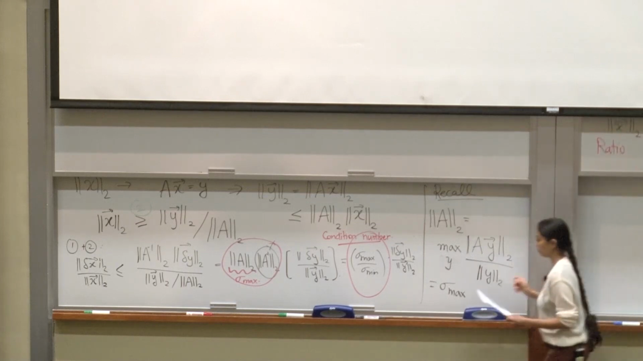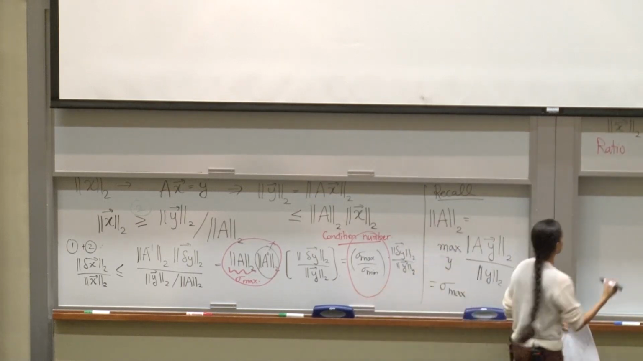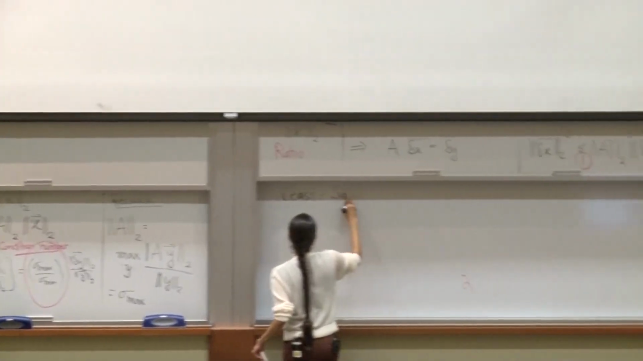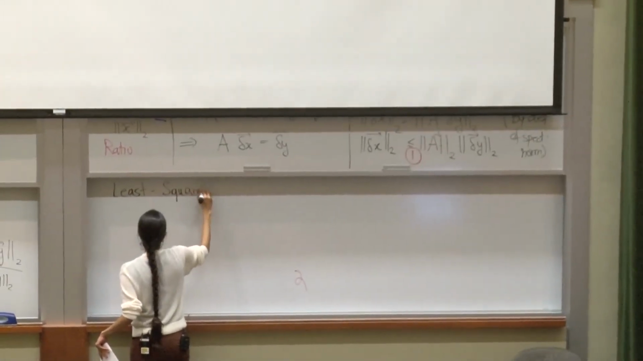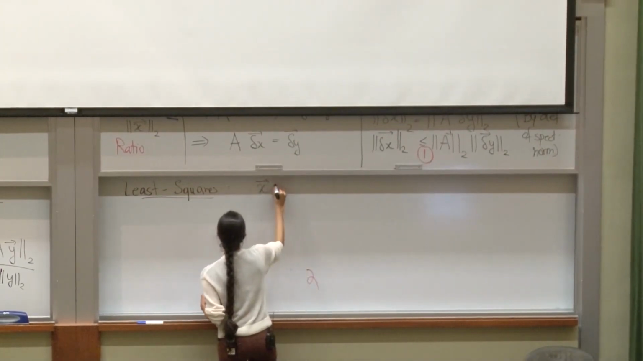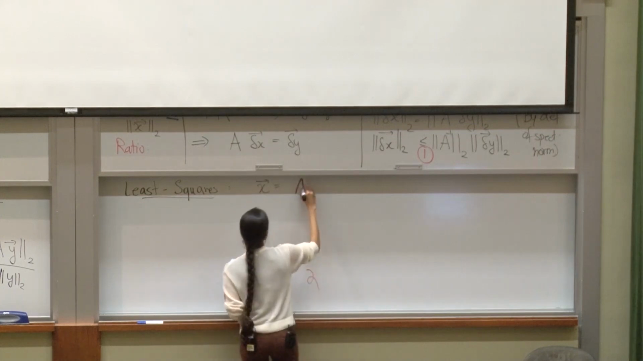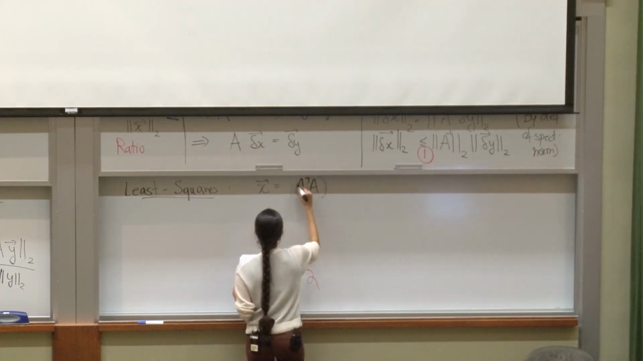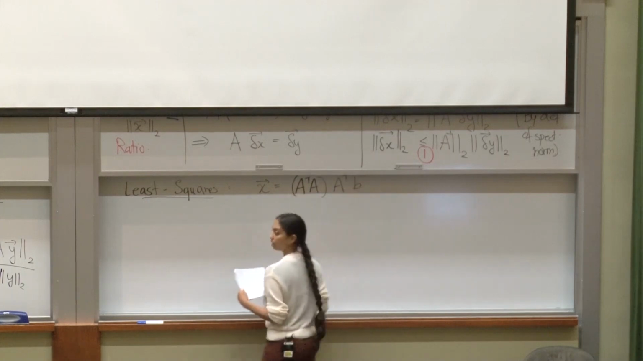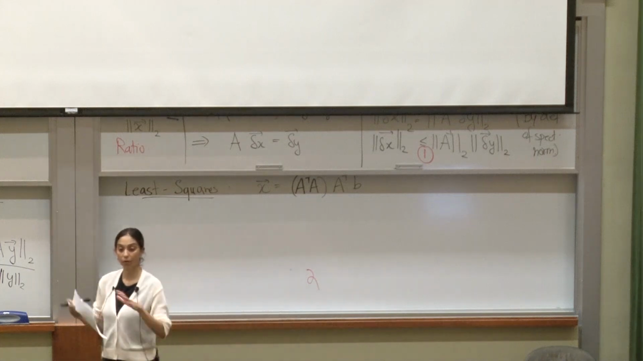In particular, we can think about this in the context of least squares. How is this useful in the context of least squares? The least square solution that we have for a system of equations is A transpose A inverse times A transpose B, right? But least squares in general thinks about a tall matrix.